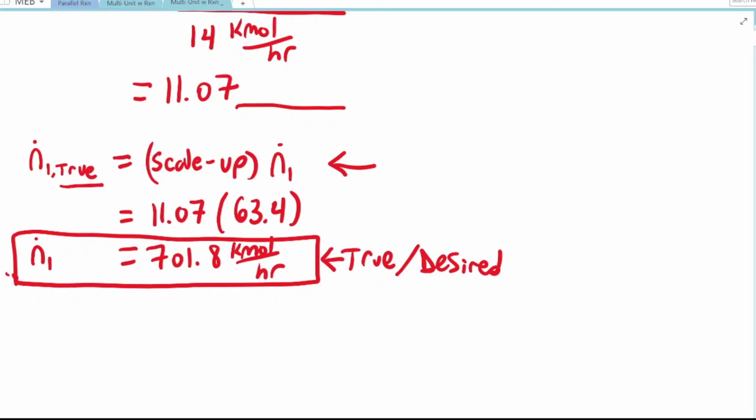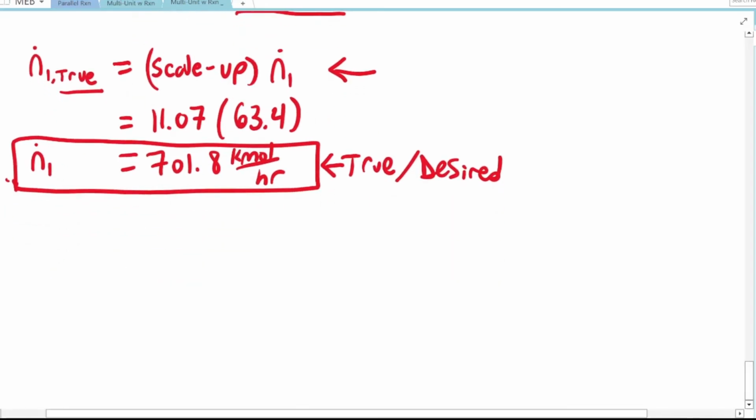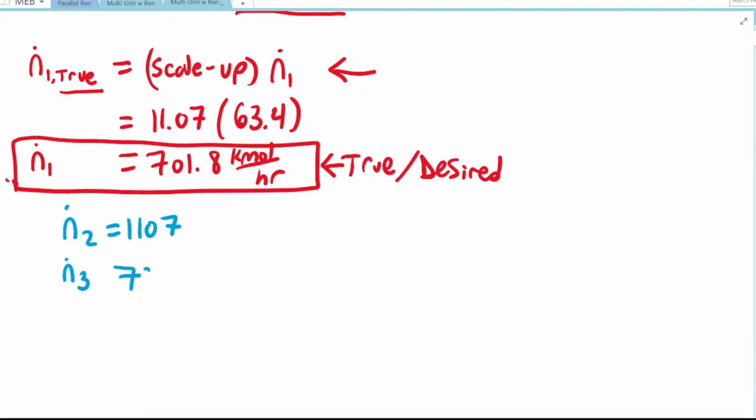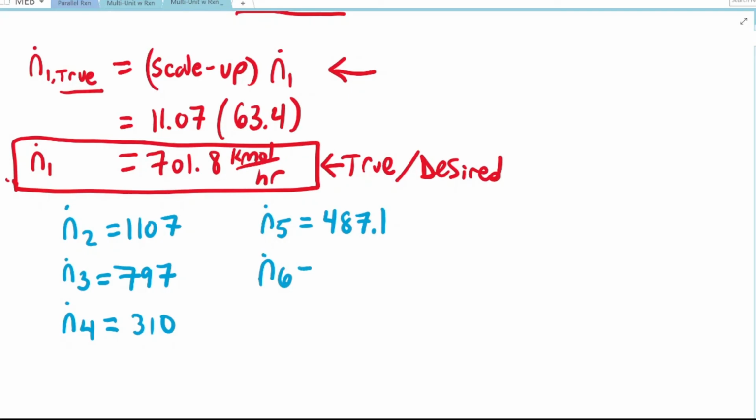By the conclusion, what you should get for all your flow rates are: for N2 dot, you'll get 1107. For N3 dot, it becomes 797. For N4 dot, it equals 310. For N5 dot, you'll get 487.1. N6 dot is going to equal 84.1, and N7 dot is going to equal 405.2. Again, these all have kilomoles per hour as our units.